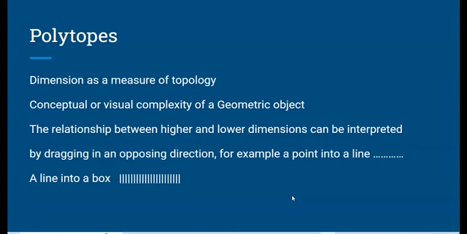Dimension is a great reference point as a measure of topology, a conceptual or visual complexity of a geometric object. The relationship between higher and lower dimensions can be interpreted by dragging in an opposing direction. For example, if you take a point and drag it either to the left or to the right, you see a line. Arbitrarily, if we take a line and drag to the left or to the right, you now see a box.